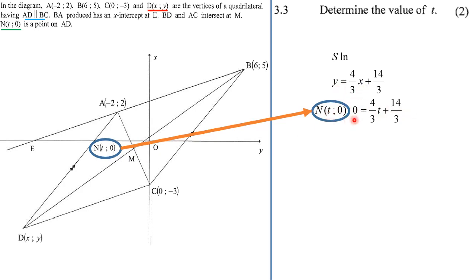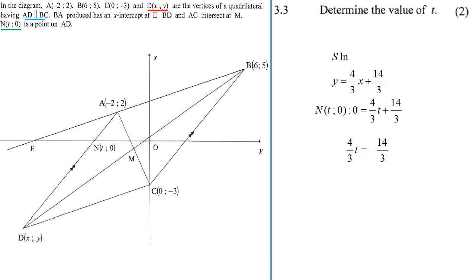Then you have a t variable equation, a simple linear equation. Then you can determine the value of t. Right, that is the 0 that was substituted there, and that is the t that was substituted in place of x. Now you can take 4 minus 3 to the other side, it becomes negative.